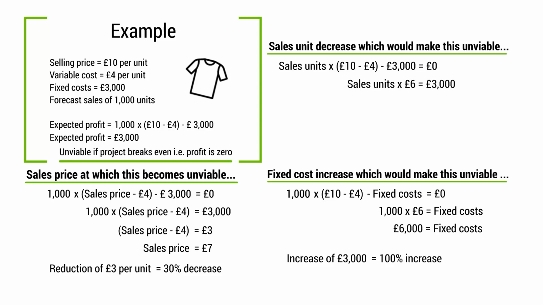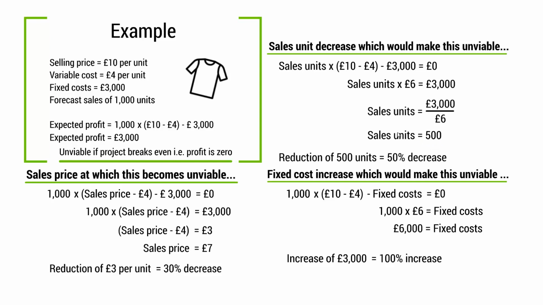Rearrange the equation. So we've got sales units times £6 equals 3,000. And divide that 3,000 by 6 to give us the sales volume, which is 500. And we can see that we had predicted sales of 1,000 if we look back at the example, and it would need to drop to 500 before it becomes unviable. And this drop of 500 units represents a 50% decrease.